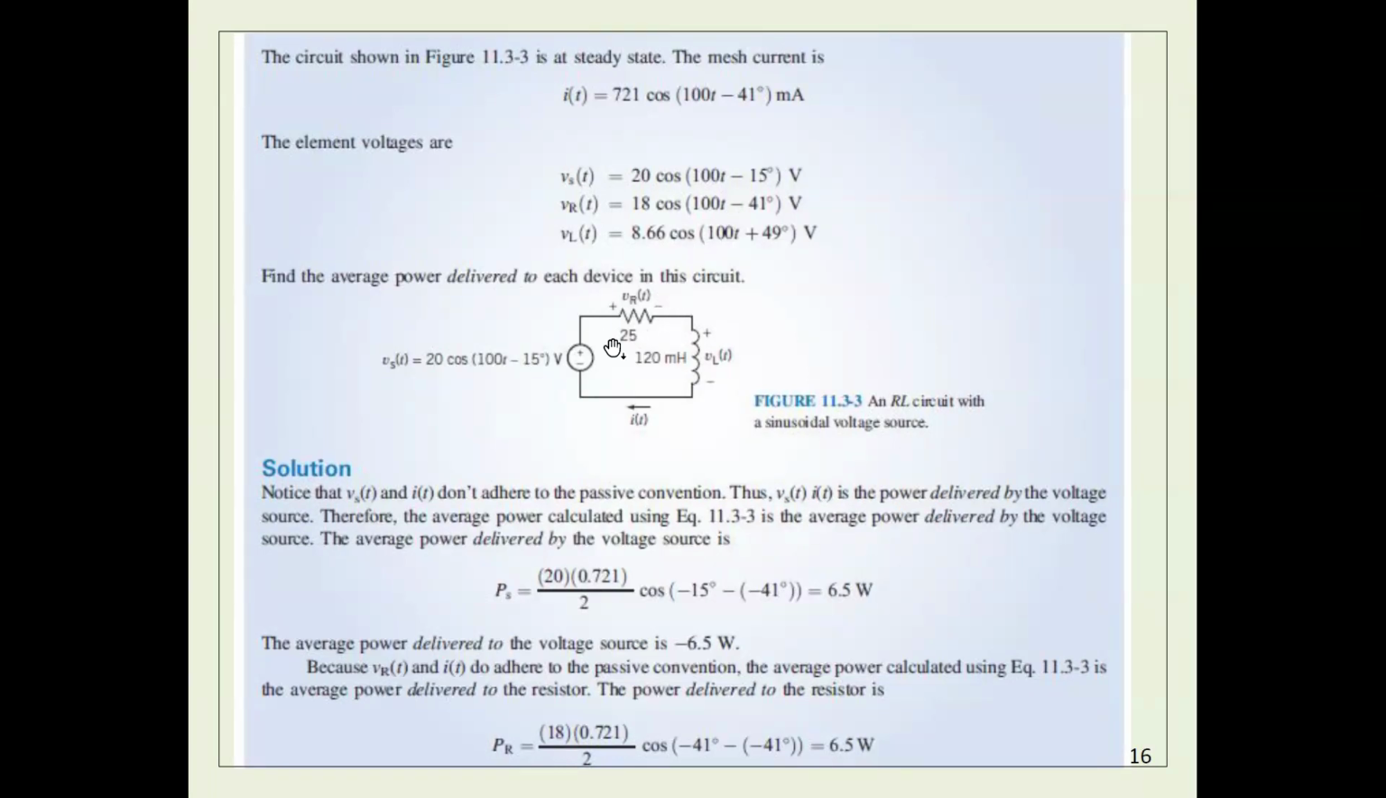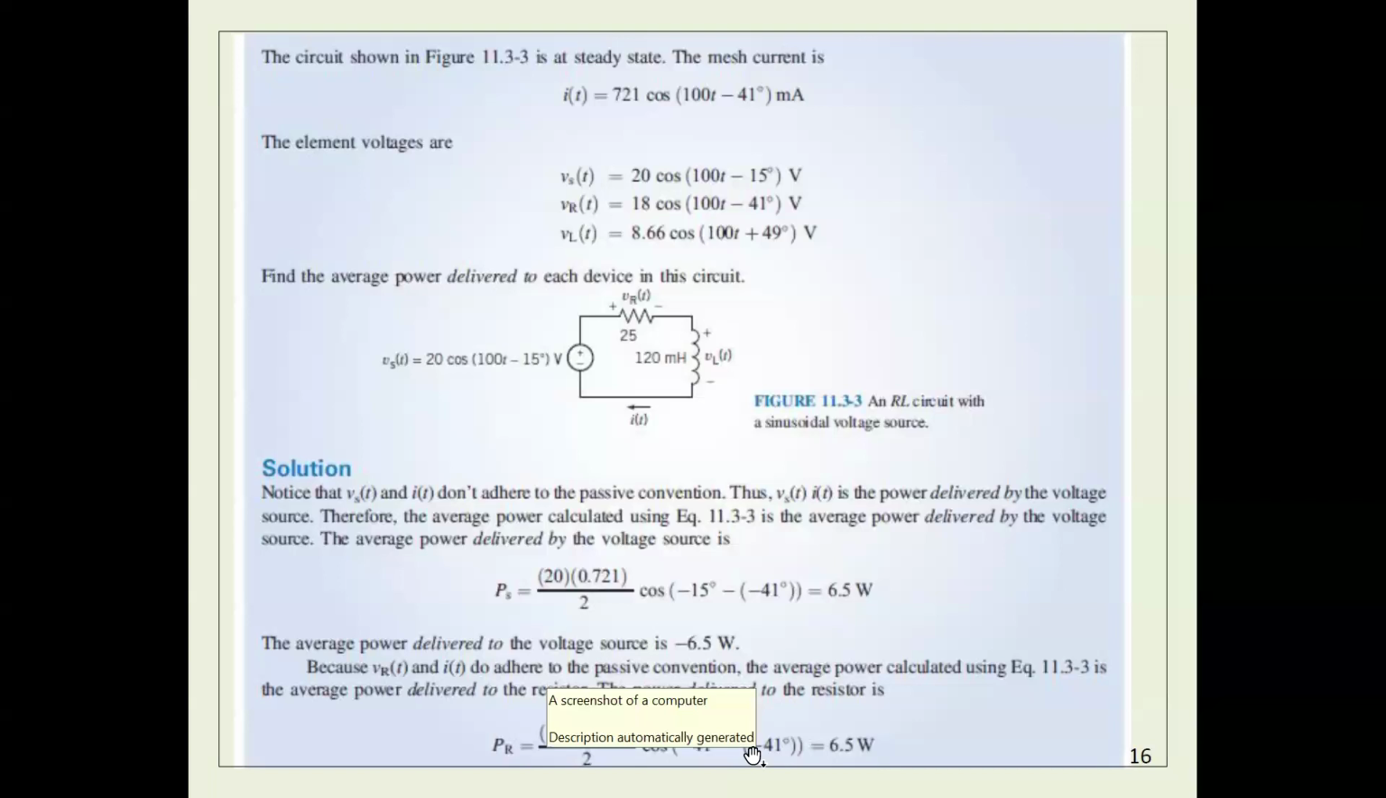I want to find the average power consumed by the resistance. It will be the same thing as I did here. What is the voltage here? I give you the voltage here, which is 18. This is the maximum divided by 2, and then I'm going to multiply by the current, and then look at the angle. Theta V is here, and theta I is here.